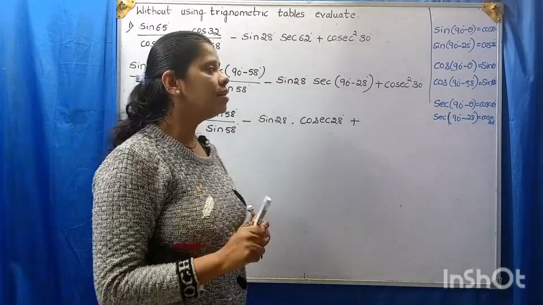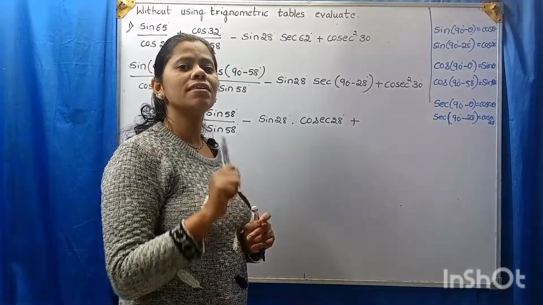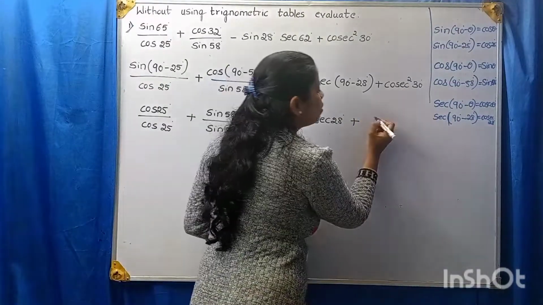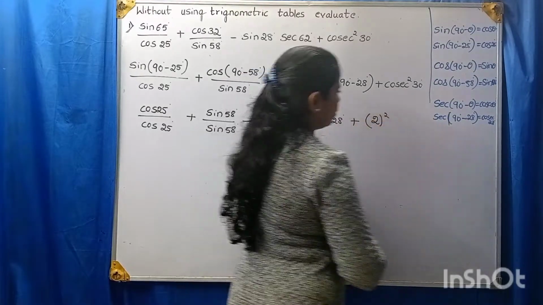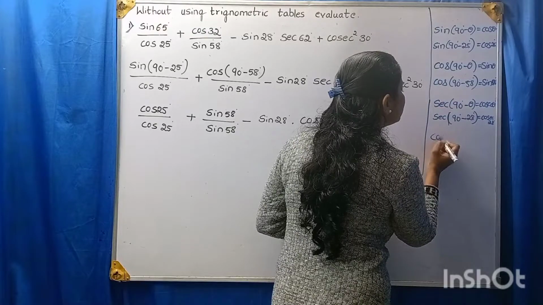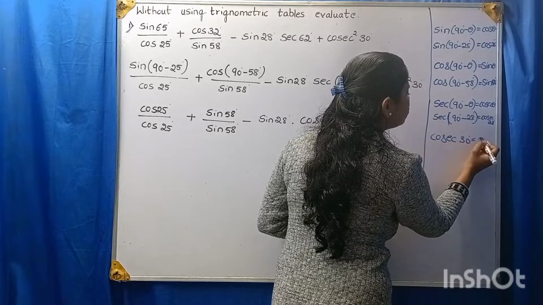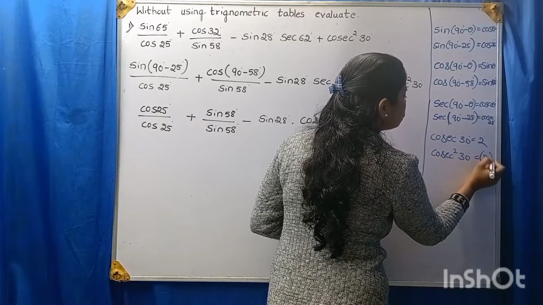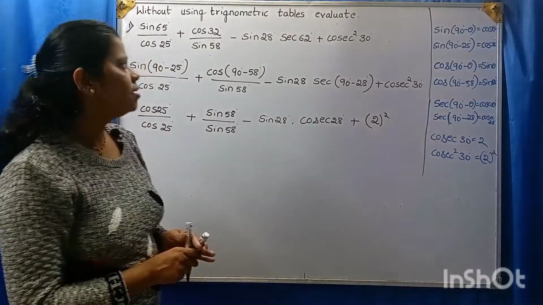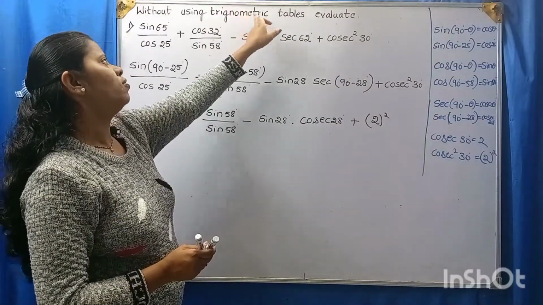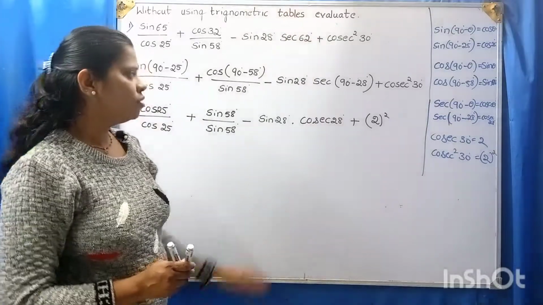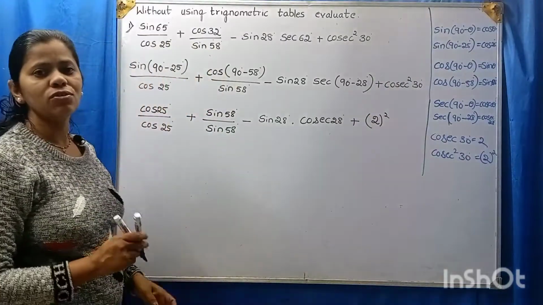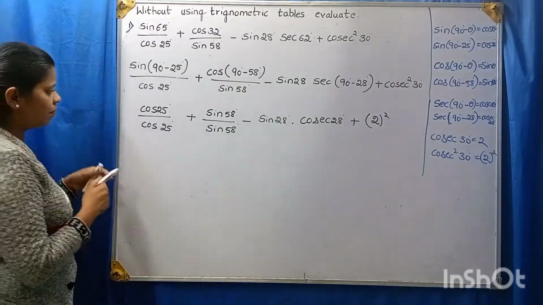We know that in the trigonometric table, cosecant 30 degree is 2. Here it is square, therefore it will become 2 square. Since here it is cosecant square 30 degree, we write it as 2 square. In the question they have said we should not use the trigonometric table, but to solve this problem, we need the help of the trigonometric table. So, we are using it.